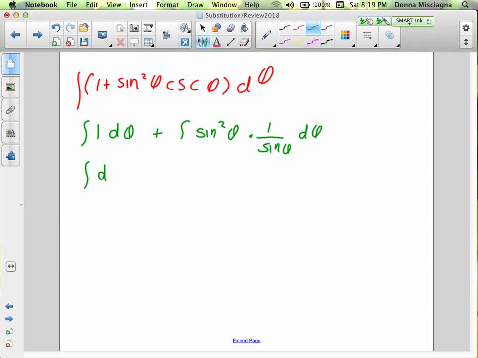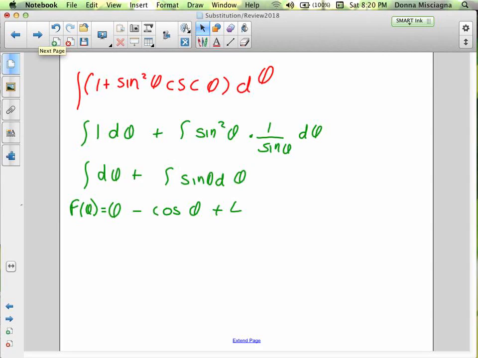Well, now that's pretty easy, because now we have the integral of d theta, plus one of the sine thetas is going to cancel. So I'm just going to have the integral of d theta plus sine theta d theta. Well, the integral of d theta is just theta. So f of theta equals theta, and whose derivative is sine theta, that would be negative cosine theta plus c. If you took the derivative of theta, you'd get d theta. If you took the derivative of negative cosine theta, you'd get sine theta. And they made it tricky for us by adding a cosecant theta in there. But we were able to figure that out. So you are allowed to simplify.